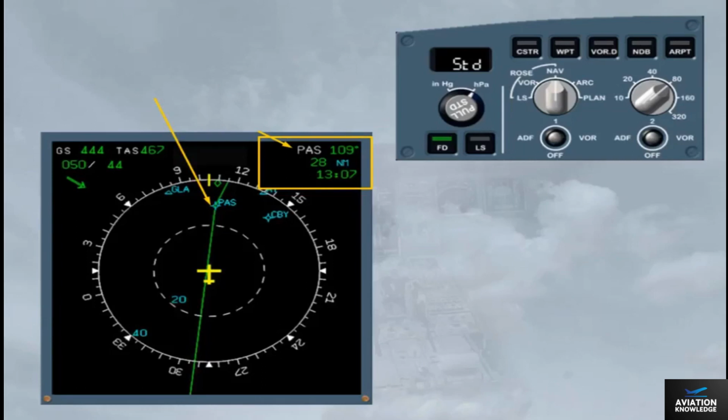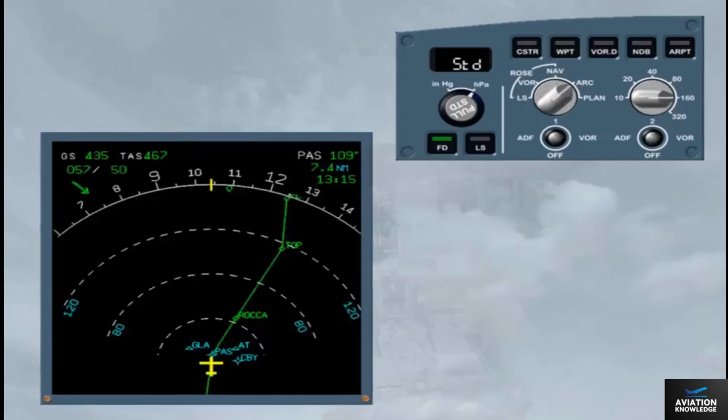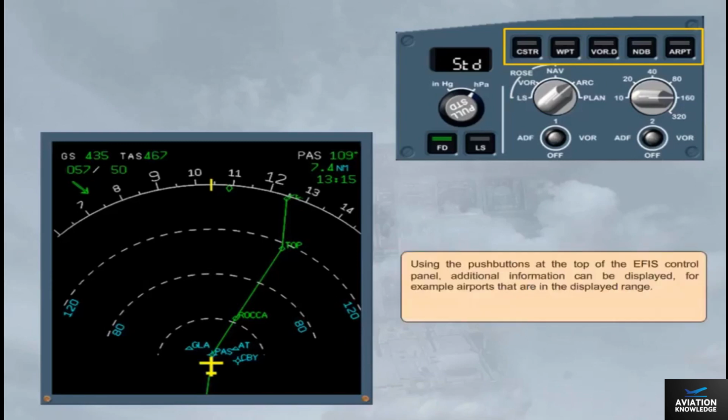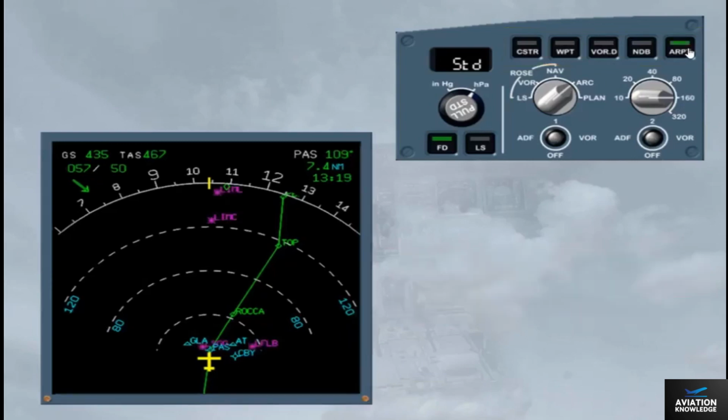The normal mode for the cruise phase is the arc mode. Click on the forward arrow to select the arc mode with the range of 160 nautical miles. Using the push buttons at the top of the EFIS control panel, additional information can be displayed. For example, airports that are in the displayed range. Select Airport. A green light illuminates in the push button. On the display, the airports contained in the aircraft's database and within the area are shown. This is a useful feature when considering diversions.